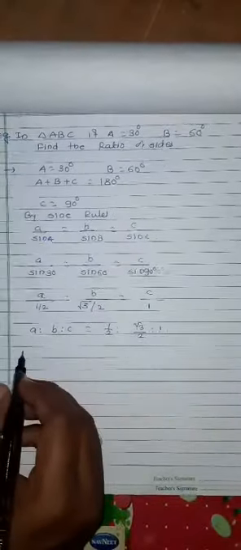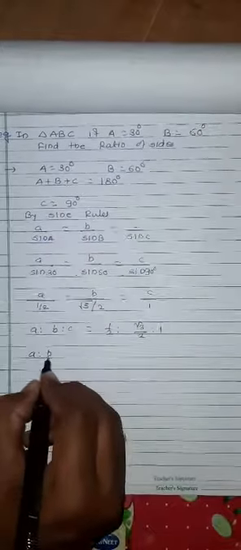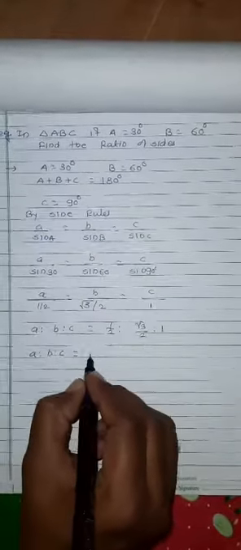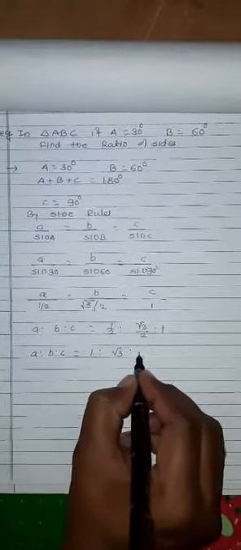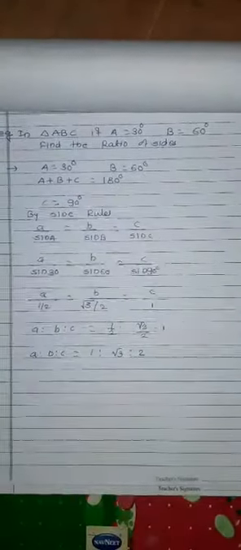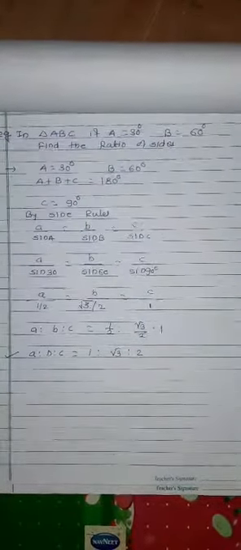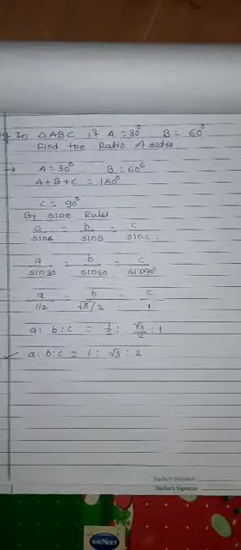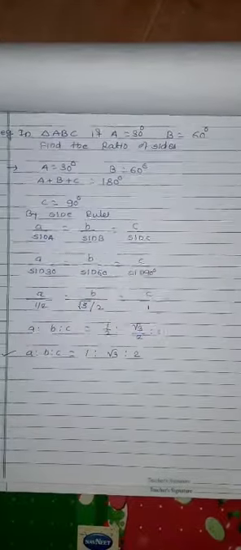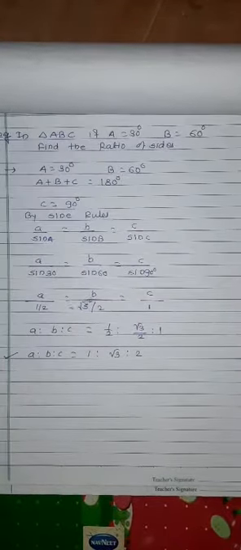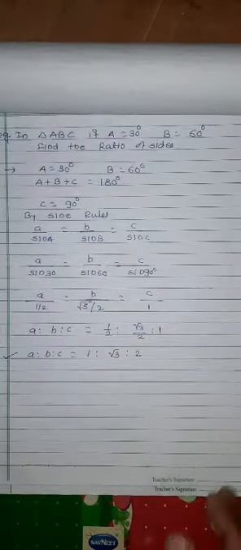After that, a is to b is to c is nothing but 1 is to root 3 is to 2. This means the ratios of the sides of the triangle are calculated. If this ratio is asked, the same approach is useful for solving problems, and for solving the angles of the triangle also.